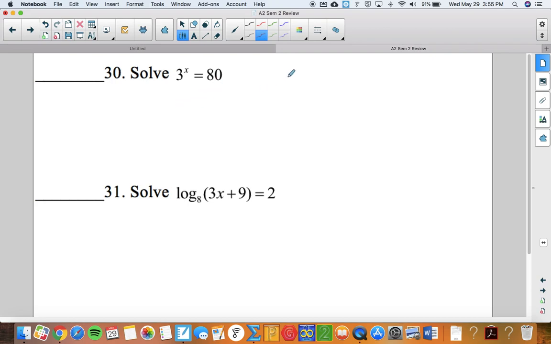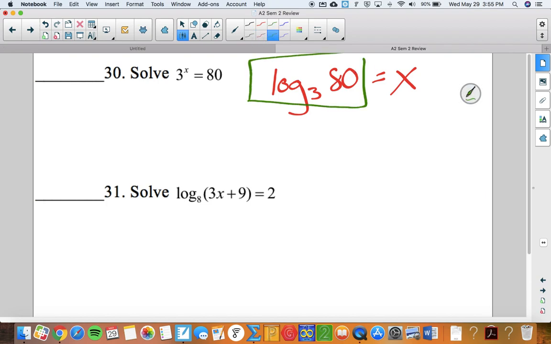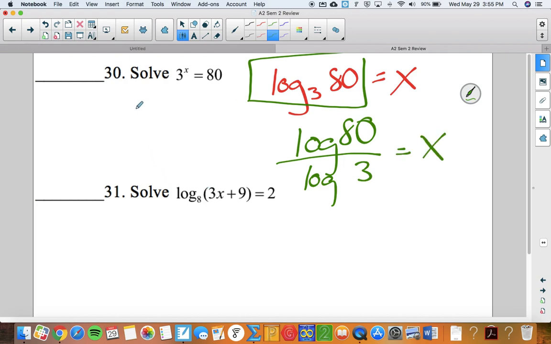Well, we could try converting it. If you're ever stuck, and if you're trying to solve for an exponent, that's the beauty of logs. That's why we have logs. So I'm going to convert this to log form. And now I can do the change of base. Remember, this part right here in this green box is the same as log of 80 divided by log of 3. That's what x is. And you'll get about 3.99 on that.